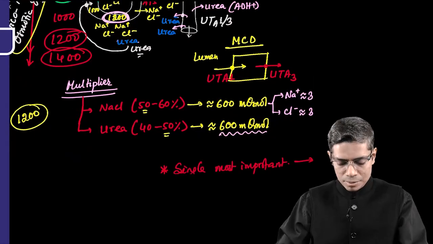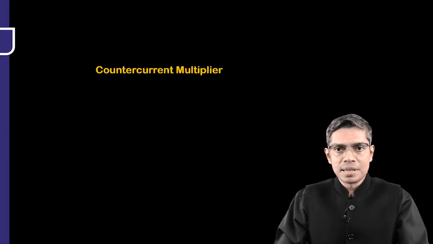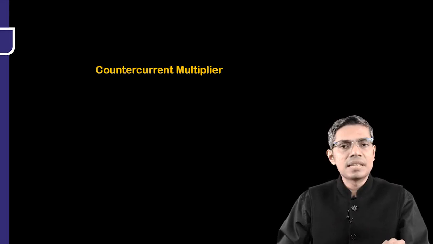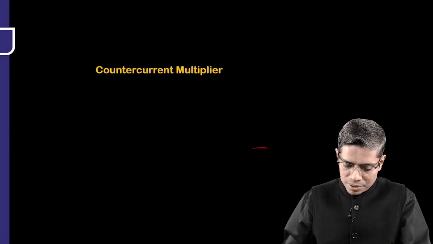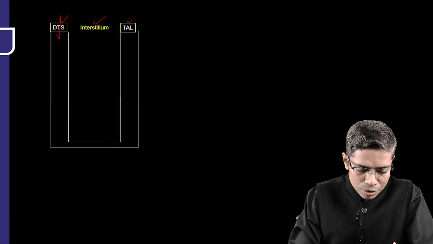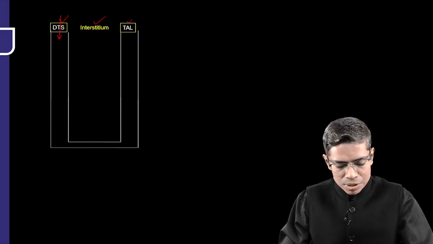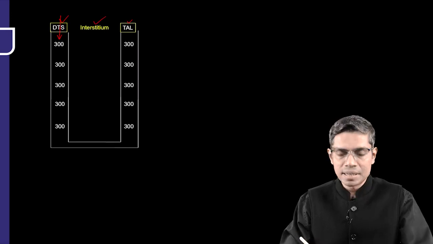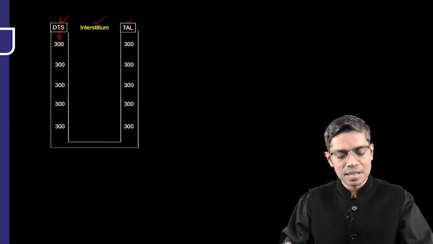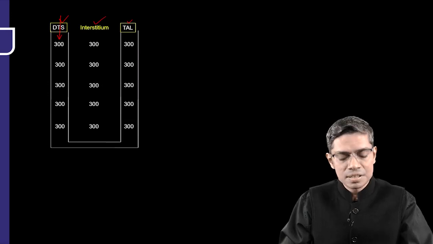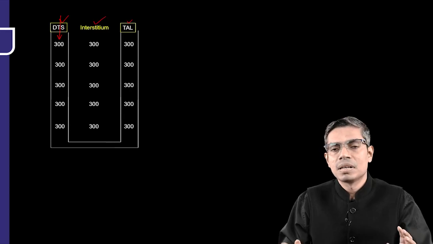So the same countercurrent multiplier we are trying to understand once again in a step-by-step fashion, right? So first, you can find out here, this is the descending thin segment, and this is the TAL, and this is the medullary interstitium. So for the first time, when the isotonic solution is flowing through here, what is the tonicity of that? 300. So everywhere it is 300. And how much will be the tonicity in the interstitium? That is also 300.